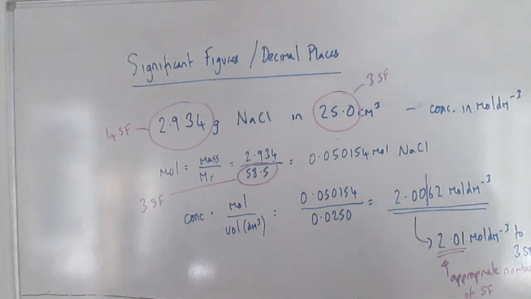Okay, so you need to be careful. Read the question carefully. If it says appropriate number, that's the process you go through. Otherwise, err on the side of leaving too many. You will always get penalised for over-rounding.